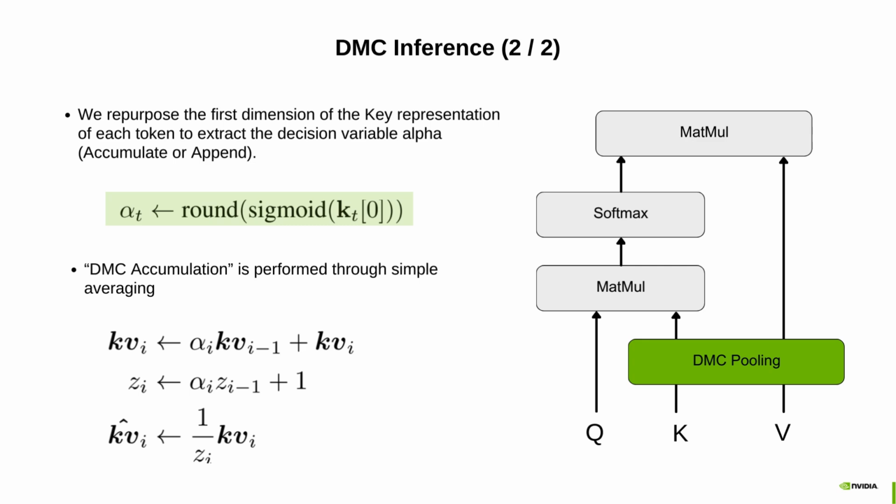DMC accumulation is performed through simple averaging. In the formula shown on the slide, alpha represents the decision to either accumulate or append a given token. Z denotes the running size of the group, which is used to normalize aggregated token representations. The DMC accumulation occurs right after Q, K, and V projections, before the calculations of attention scores.